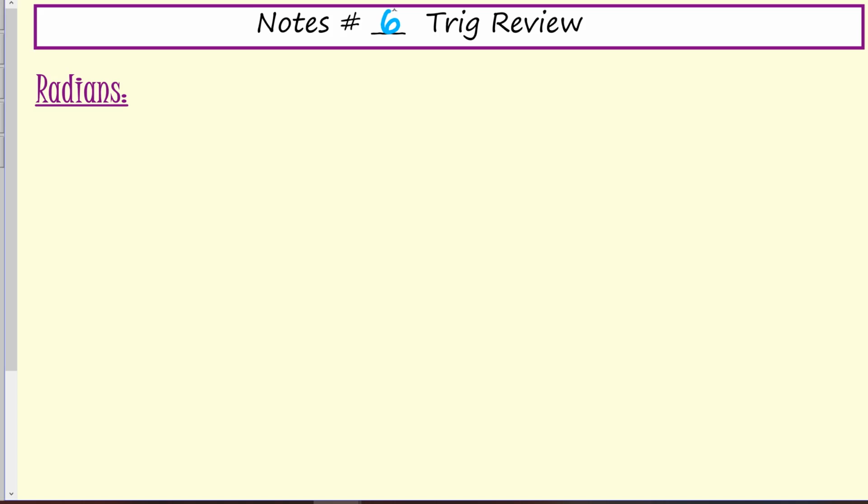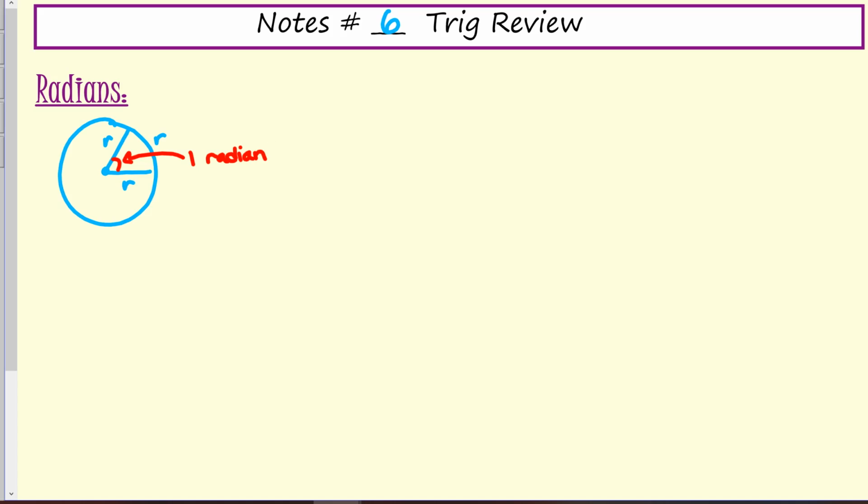So let me remind you that a radian is the angle that you get if you have a central angle in a circle whose radius, we'll call that length r, is equal to the arc length. So if that length there is r and the radius is r, then the measure of that angle is 1 radian. And it's roughly 57 point something degrees.